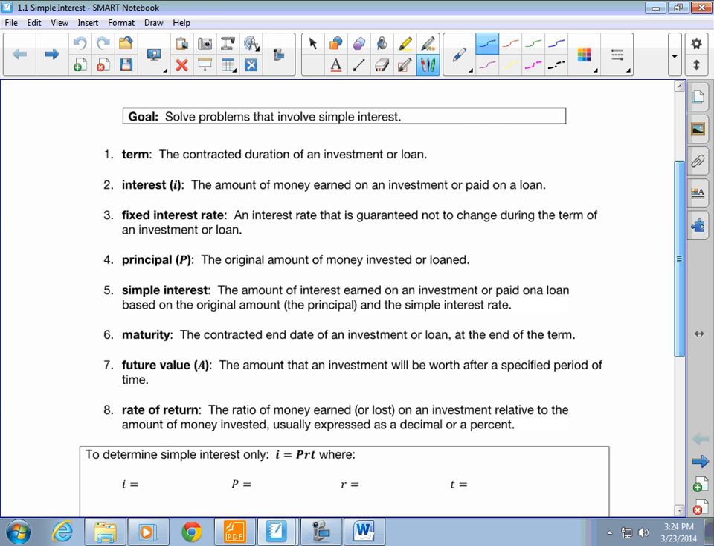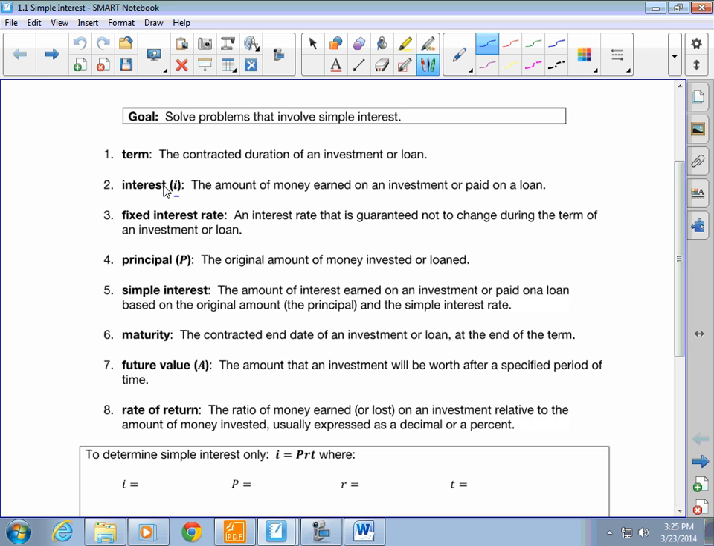Simple interest is the amount of interest earned on investment or paid on a loan based on the original amount and the simple interest rate. Maturity is the contracted end date of an investment or a loan at the end of the term. A lot of times when they talk about maturity is when you do an investment. Your investment will mature in 5 years. So that means in 5 years after you've invested that money, you can pull it out or you can reinvest it. Future value, and I missed the little symbols here too.